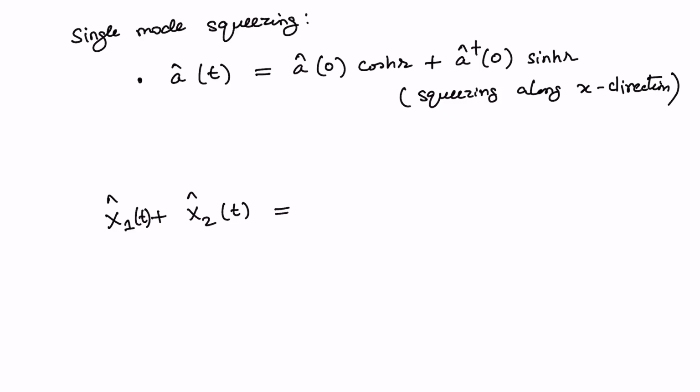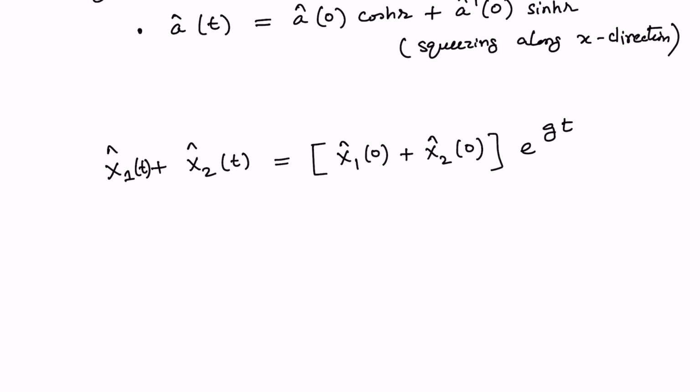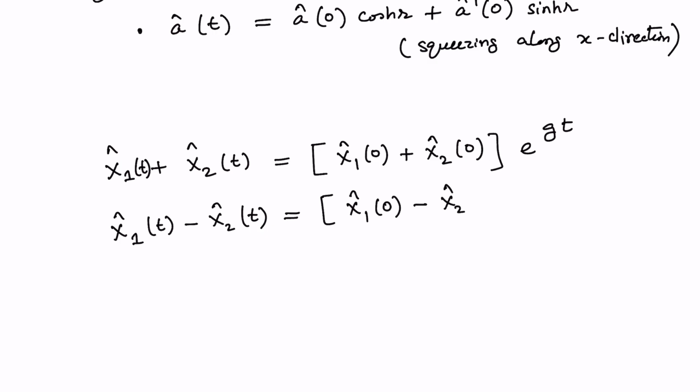x1 plus x2, the sum of the normal coordinates, at time t is equal to x1 at time 0 plus x2 at time 0, multiplied by e to the power gt. This is going to get amplified, the sum of the normal coordinates getting amplified, and the difference in the normal coordinates, x1 t minus x2 t, these are quadratures in a way, is equal to x1 0 minus x2 0 times e to the power minus gt. It is going to be squeezed.